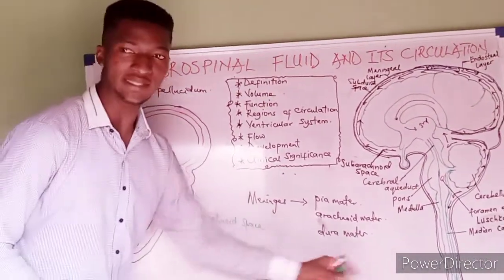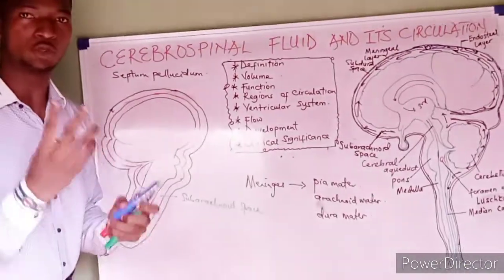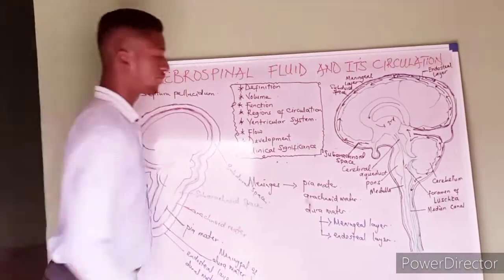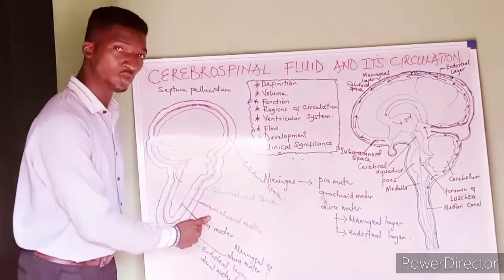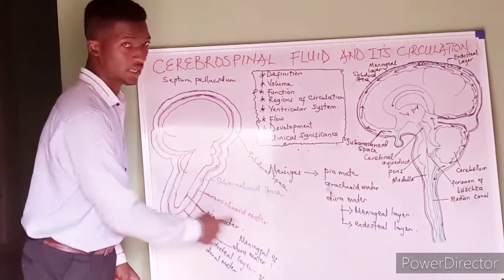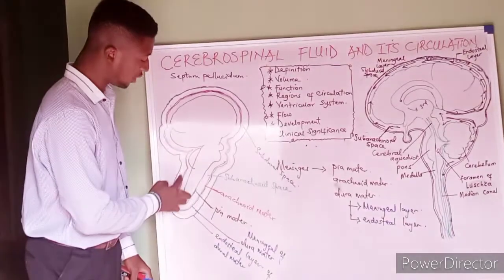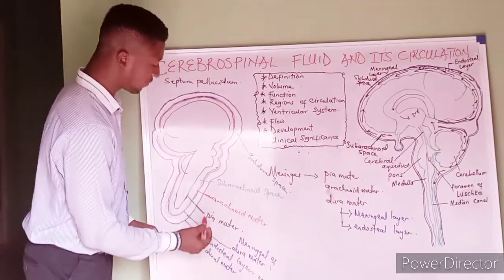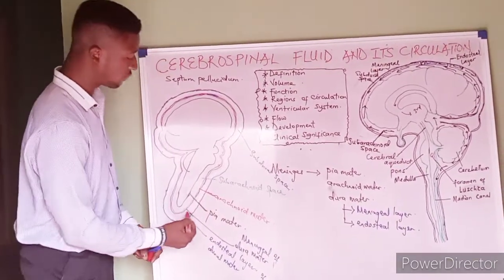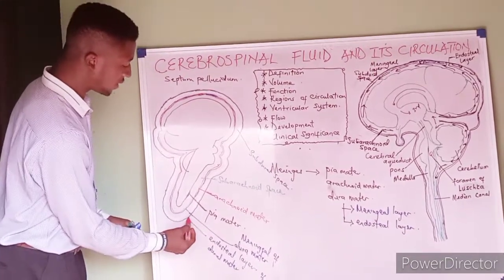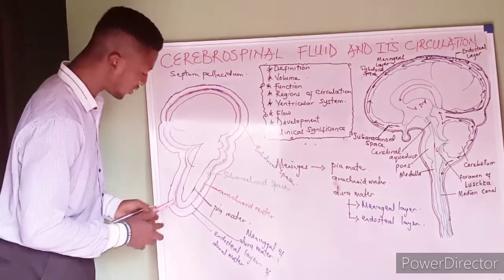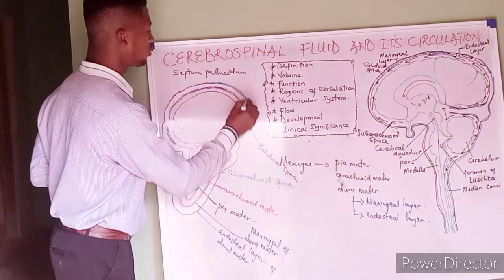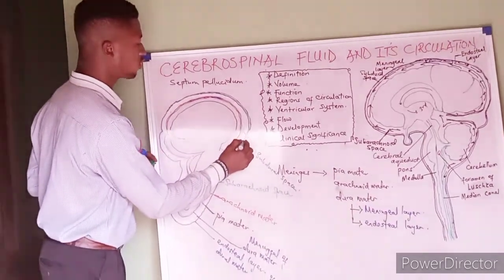This layer called dura mater, however, is made up of two layers. We have the meningeal layer and the endosteal layer. The meningeal layer is in close relation with the arachnoid mater. So you can see it in close relation with the what? Arachnoid mater. While the endosteal layer is separated from the meningeal layer, but this particular endosteal layer is attached to the cranium or the skull.